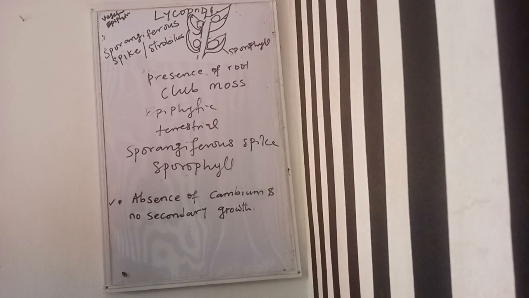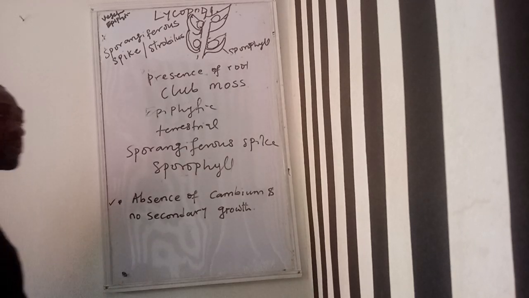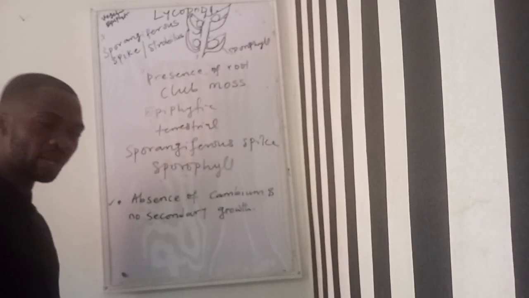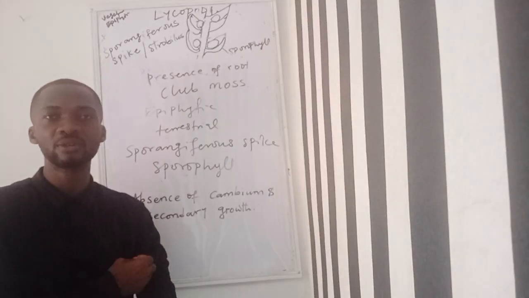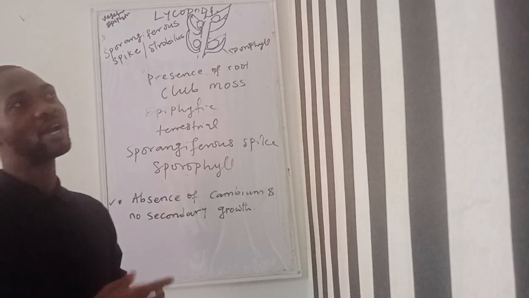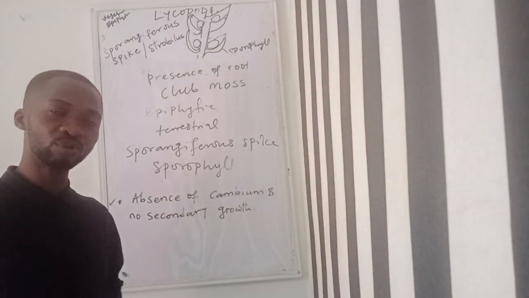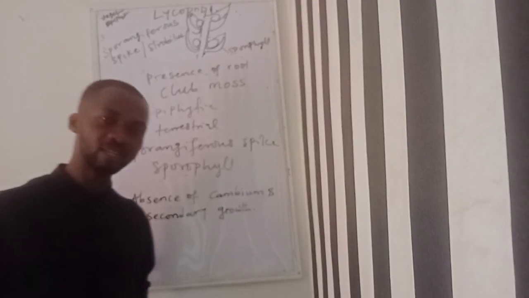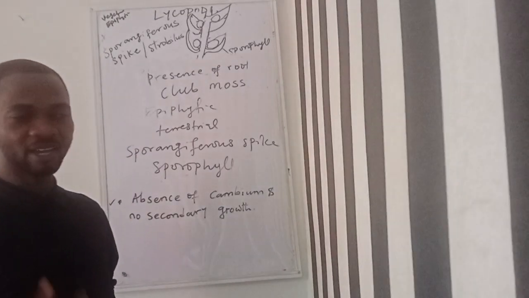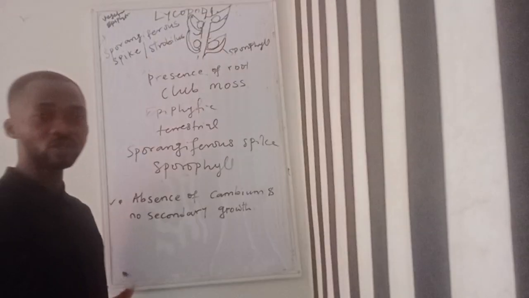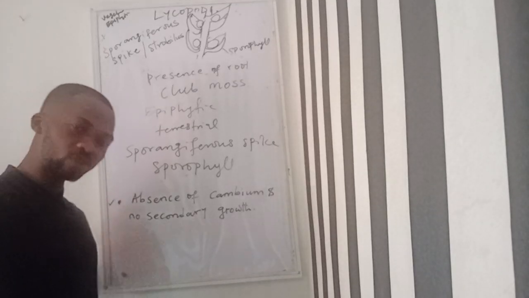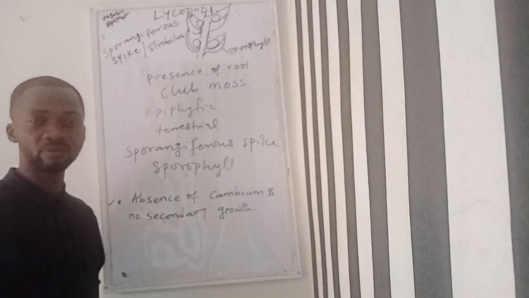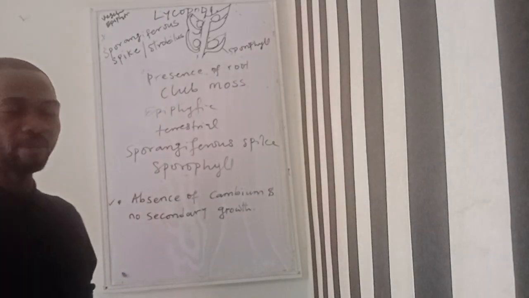Then in the xylem, the xylem also has only tracheids. There is no vessel. Then they are herbaceous plants. According to the classification of Hutchinson, we have two different types of plants: the lignosae and the herbaceae. The lignosae are the woody plants, and the herbaceae are the herbaceous plants. So Psilotum and Lycopodium, and in fact all members of Pteridophyta, fall under herbaceous plants.